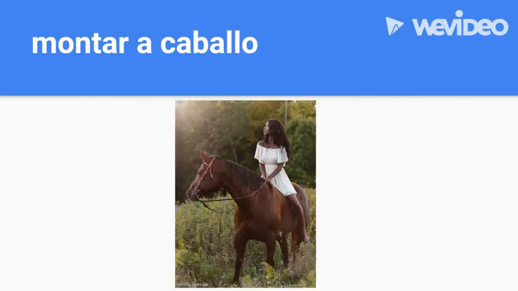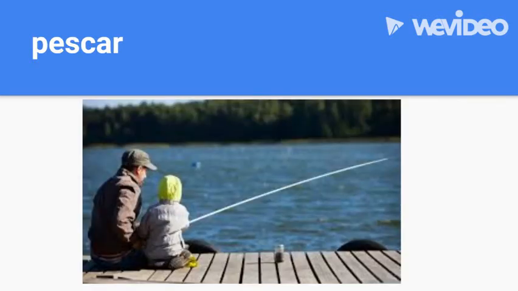Montar a caballo is to ride a horse. Pescar is to fish. Pescado is a fish, or a fish dinner. So pescar is the verb, to fish.